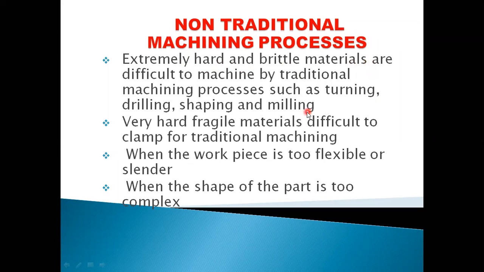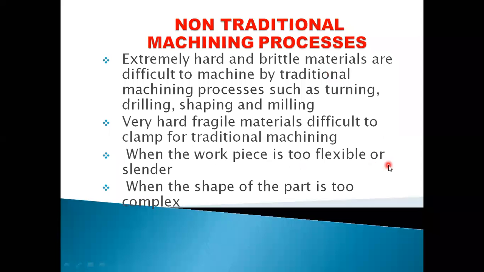So I have to go for some other processes. Very hard, fragile materials are difficult to clamp for traditional machining. In the case of turning, I have to mount it on a chuck. Drilling also, I have to hold it by means of a fixture, etc. Without any clamp also, I can machine in the case of a non-traditional machining process.